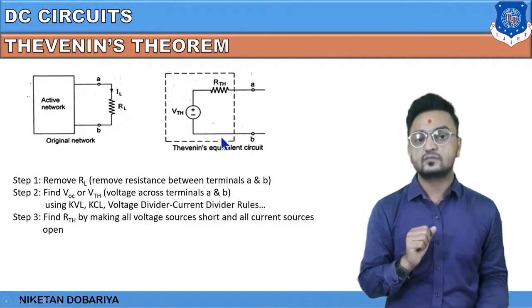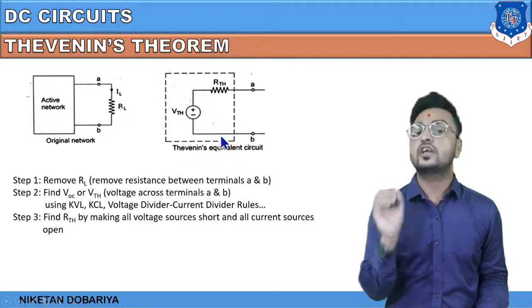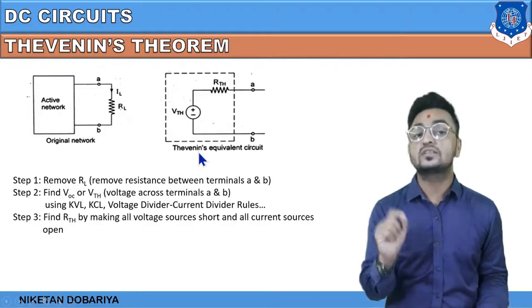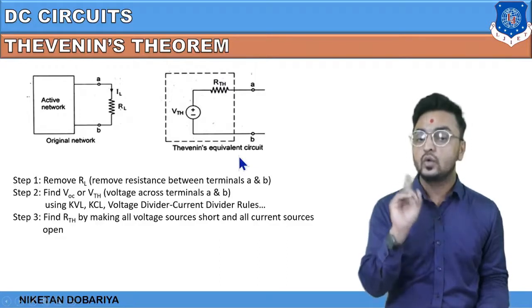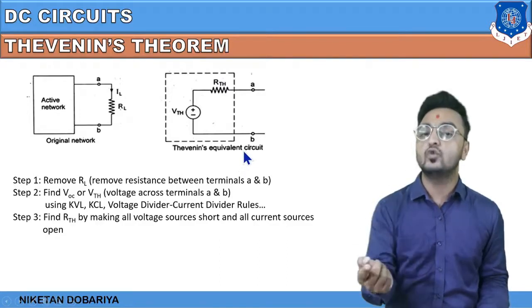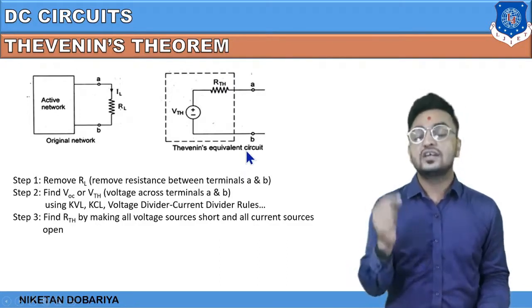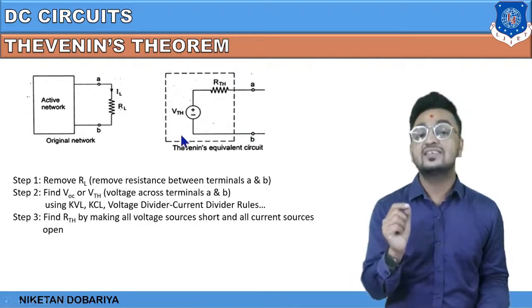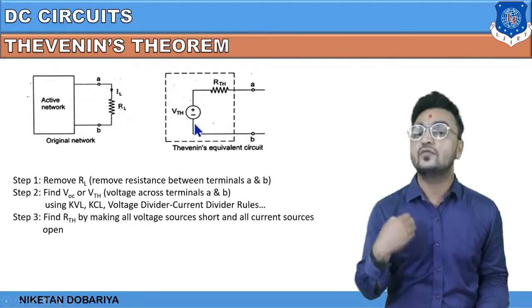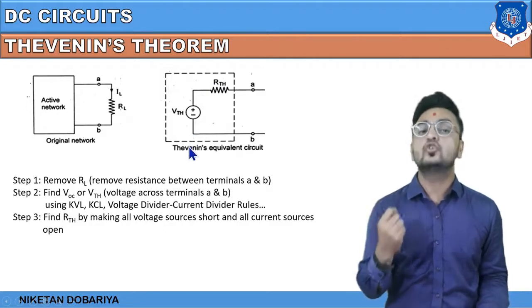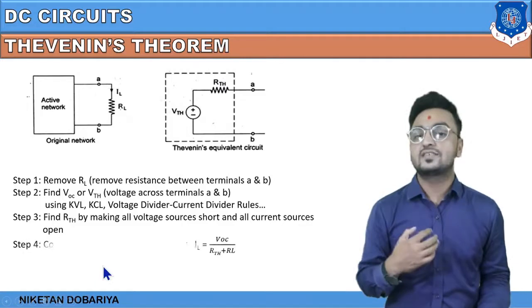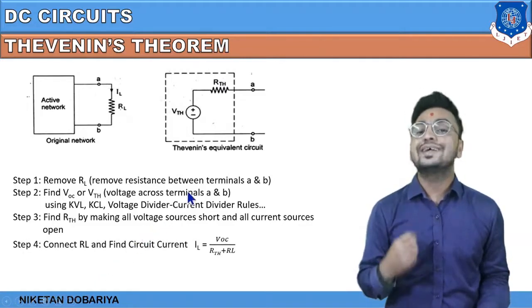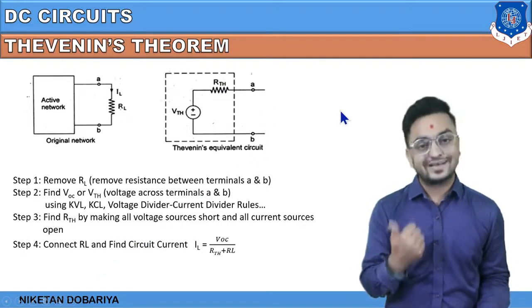So basically this circuit portion, which is in the dotted box, is nothing but a Thevenin's equivalent circuit. Again, let me remind you: VTH is Thevenin's equivalent voltage source, RTH is Thevenin's equivalent resistance, and this portion where VTH and RTH are in series is known as a Thevenin's equivalent circuit.